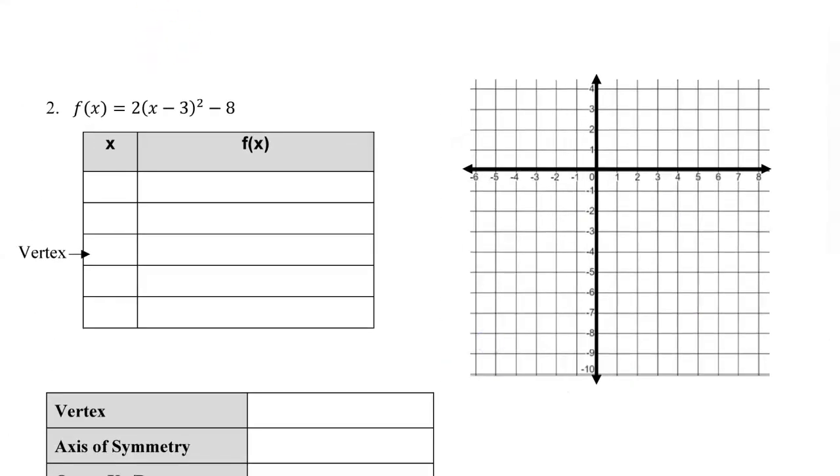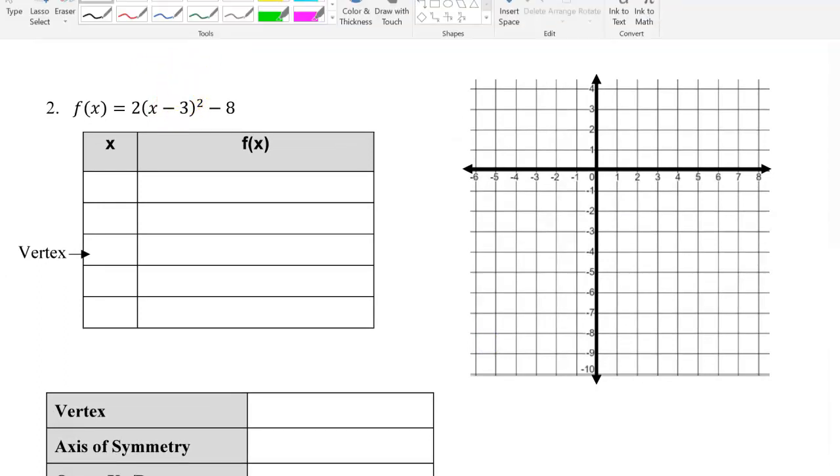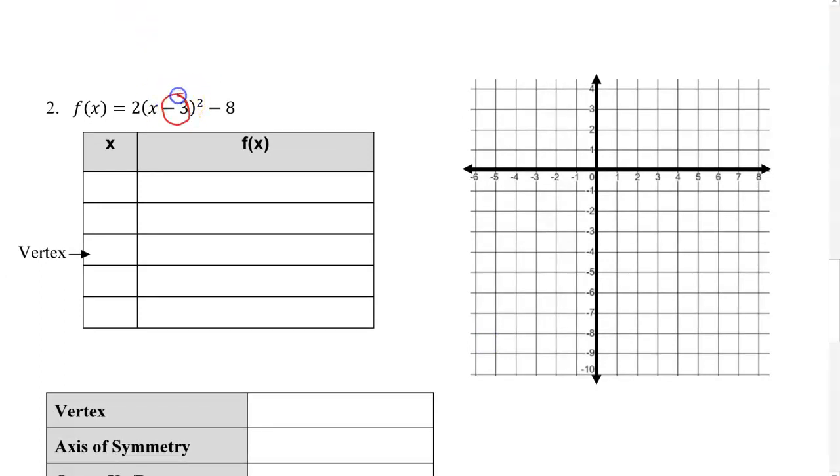So because I'm in vertex form, I look for my x value near the x in the parentheses. So I'm going to take the opposite. It looks like a -3. I'm going to make it a +3. The -8 I'm going to keep. I'm going to pick two numbers bigger than 3 and two numbers smaller than 3. Please note that these go directly in order. So you want numbers that go in exact order so that you can use symmetry across your vertex and axis of symmetry. So I'm going to substitute in 2 to begin.